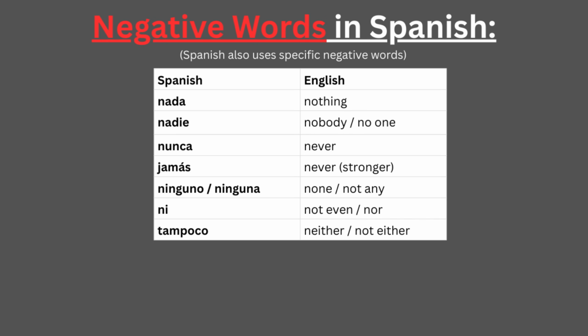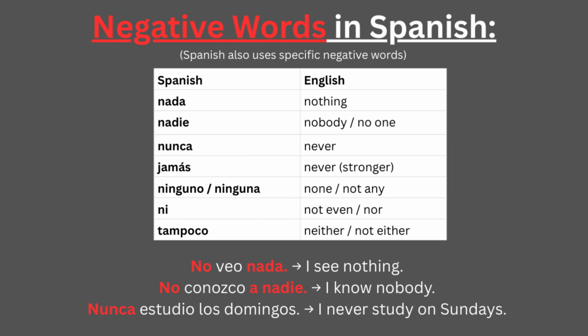When it comes to negative words in Spanish, the language has specific words that can be used multiple times, like nada, nadie, nunca, jamás, ninguno, ninguna, ni, tampoco. Some examples are: no veo nada. No conozco a nadie. Nunca estudio los domingos.